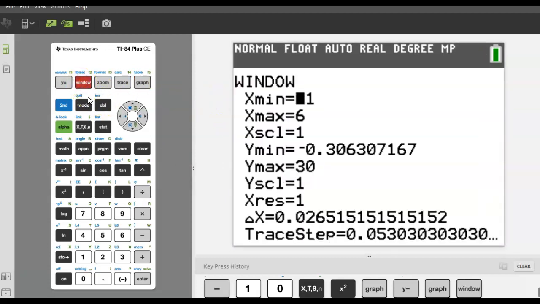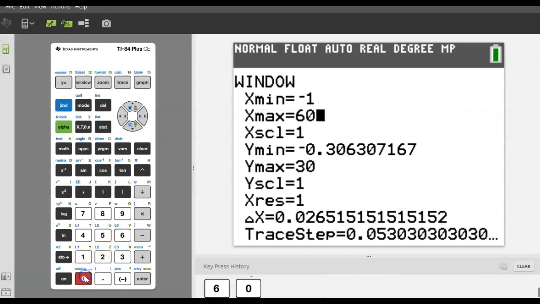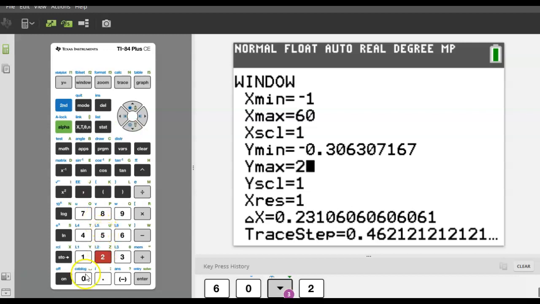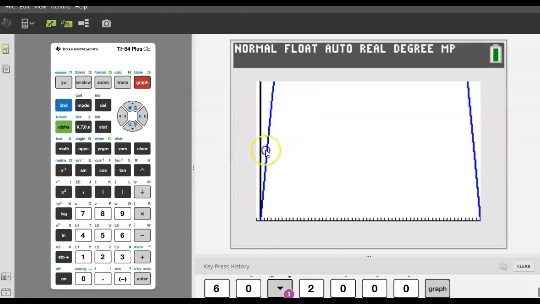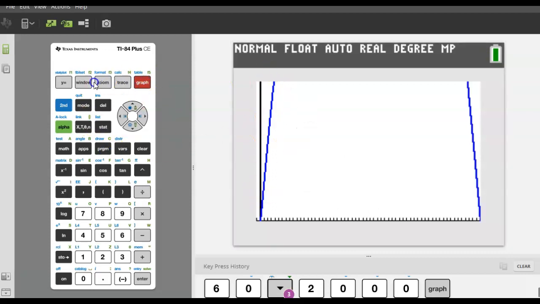So let's go ahead and move our window out. We're going to make our X max on there, I believe 60 was the max that we put. Let's put 60 there. And then our Y min, that's fine. Our Y max is going to be pretty high. Let's try 2000 and just see what we get there. All right, so that's still not tall enough, right? We can still not see the top there.